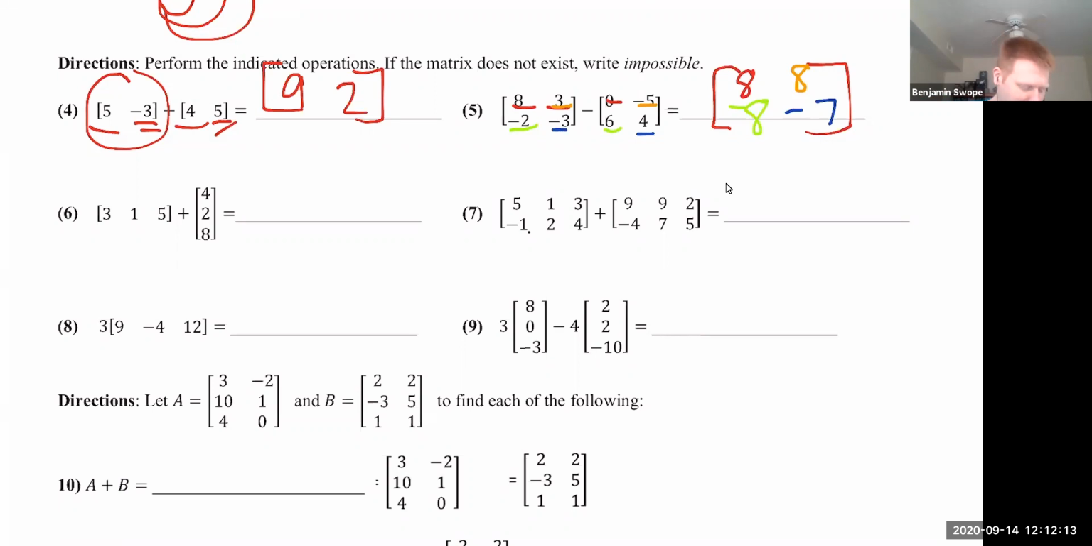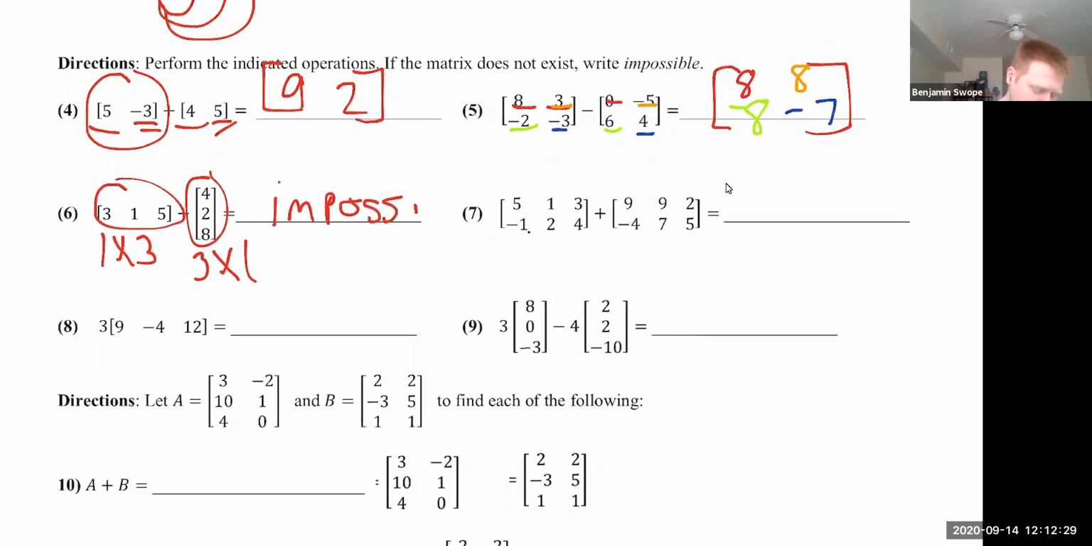For example 6, notice these matrices aren't the same size. Like this one's a 1 by 3 matrix, 1 row, 3 columns. This one's a 3 by 1. So even though they have the same amount of numbers, they're not the same dimensions. So this one would be impossible. Or you could write undefined, or basically you can't do it.